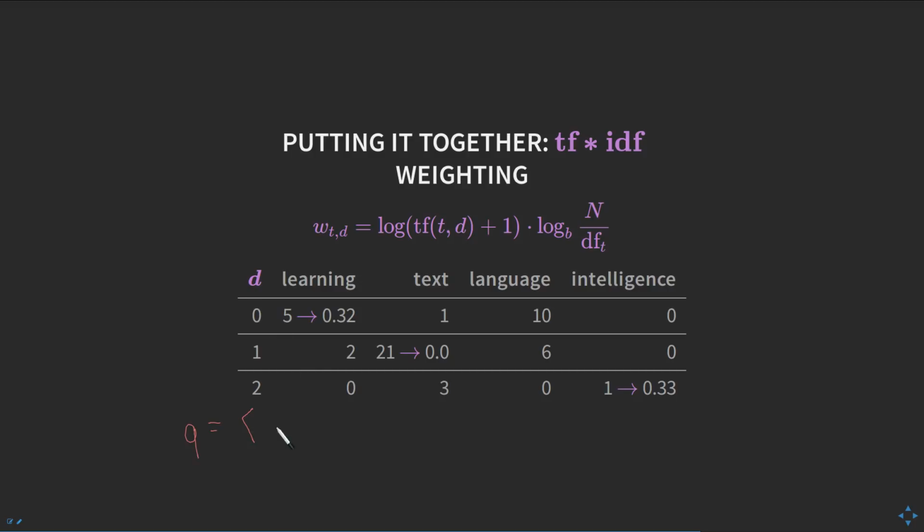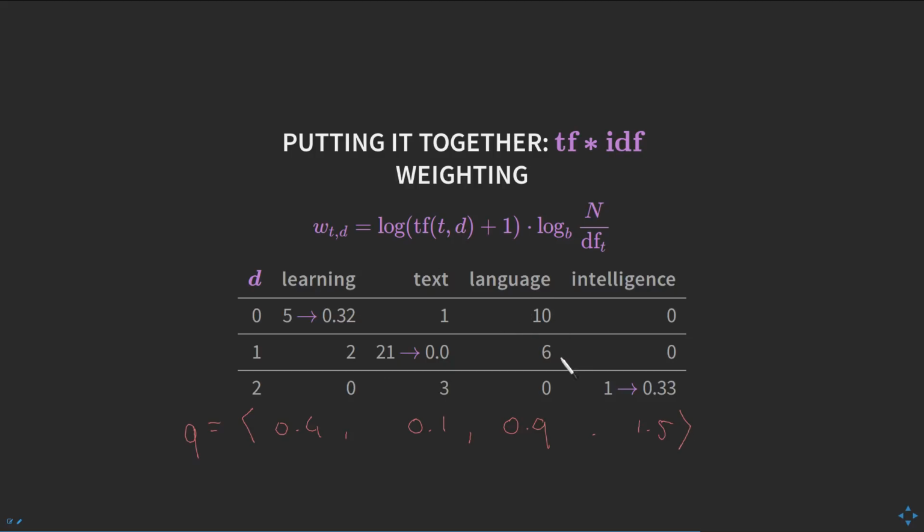So let's assume this is 0.4, 0.1, 0.9, and then maybe even 1.5 here.